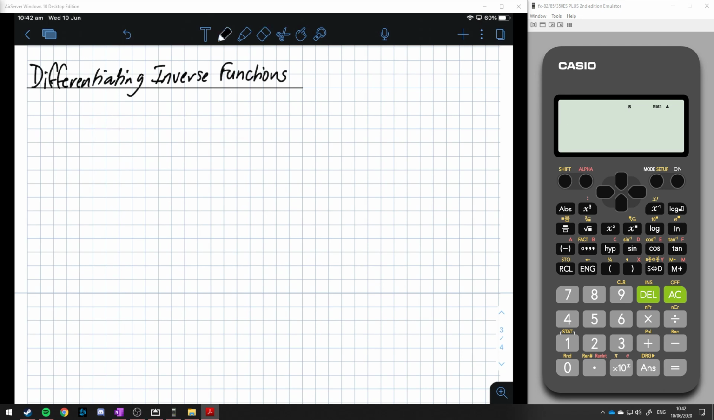Then what we can say is that dy/dx times dx/dy is equal to 1. Or in other words, dx/dy is equal to 1 over dy/dx. Okay. Now this is going to come in real handy when we solve some really tricky equations.